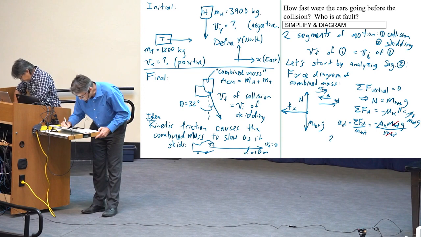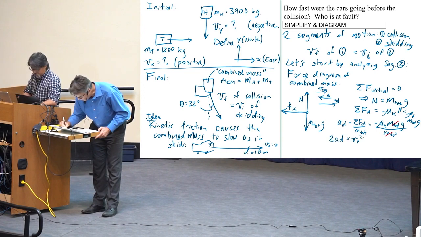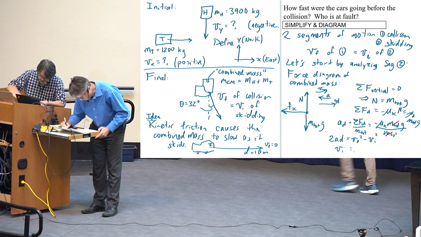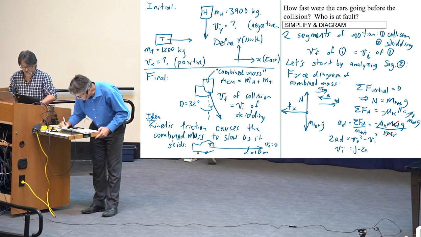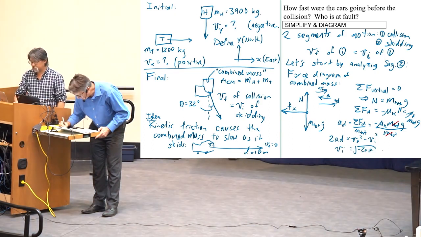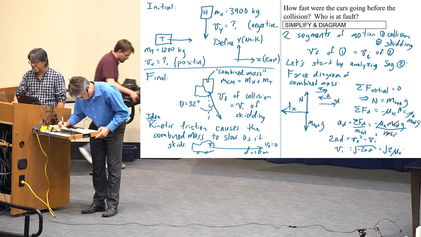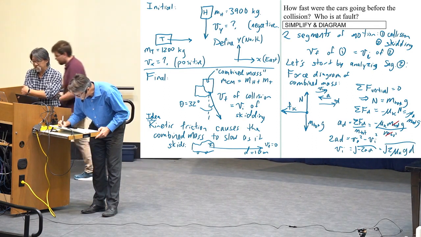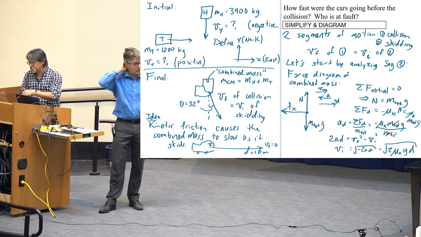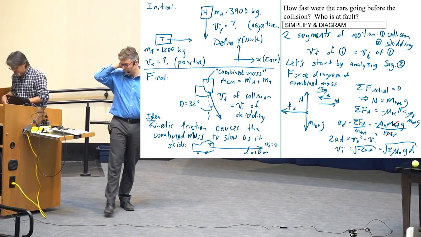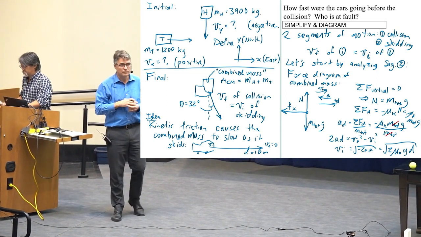So you get 2ad is equal to v final squared minus v initial squared. So v initial is equal to the square root of negative 2a times d. You get the square root of 2 times mu sub k times g times d. And we know all those things, I think. So the police could measure mu sub k, and that d is the 10 meters. Okay.